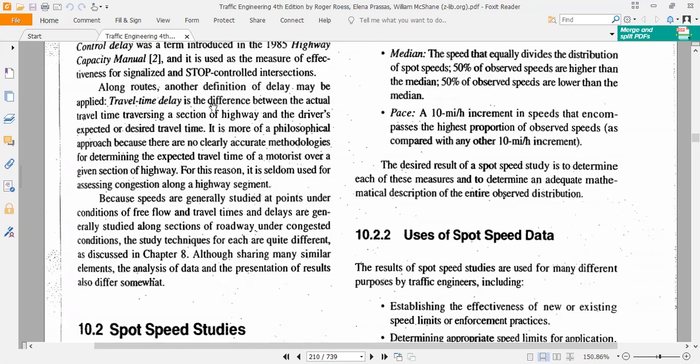Travel time delay is the difference between the actual travel time traversing a section of highway and the driver's expected or desired travel time. So there are actually two travel times, one actual and one expected. Actual is distance divided by speed, and expected is how much time you can reach there, because normally the road is not empty, it is full of vehicles. So of course there will be congestion, sometimes an accident, so it can increase or decrease your travel time.